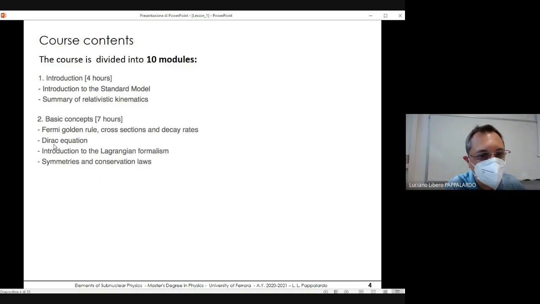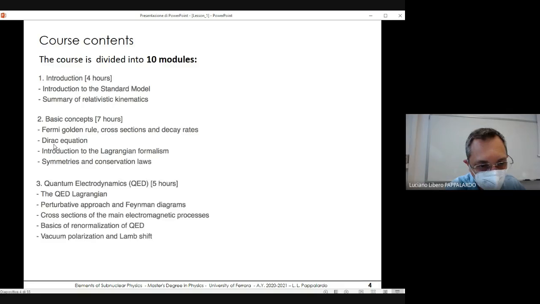The second part we'll start next week is about basic concepts. So there are very important things that we will be using all over the course. So the Fermi Golden Rule, how to calculate cross-section, decay rates. Then there will be a chapter about the Dirac equation, which is a fundamental, as you know, quantum relativistic equation for fermions. We will introduce the Lagrangian formalism that you already know from previous courses, from quantum mechanics, for instance, and the concept of symmetries and conservation laws.